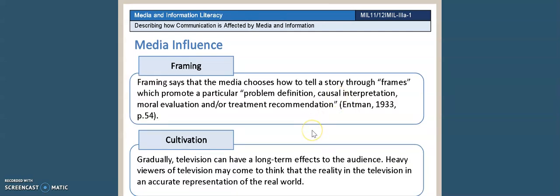The third media effect is framing. Framing says that the media chooses how to tell a story through frames, which promote a particular problem definition, causal interpretation, moral evaluation, and or treatment recommendation. Lastly, cultivation, which says that heavy viewers of television may come to think that the reality in the television is an accurate representation of the real world.